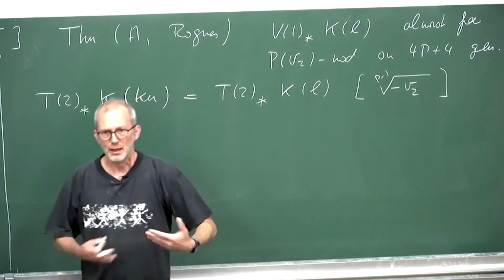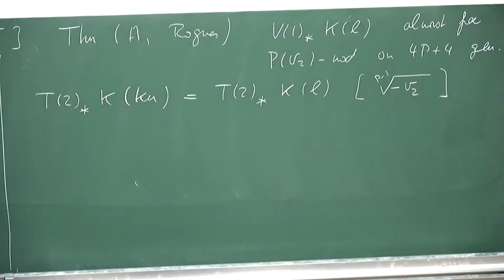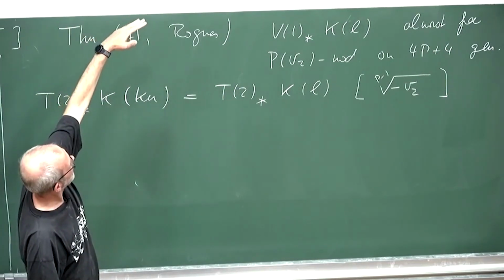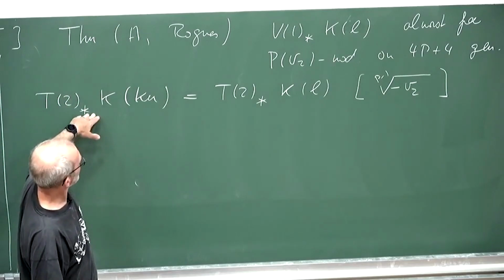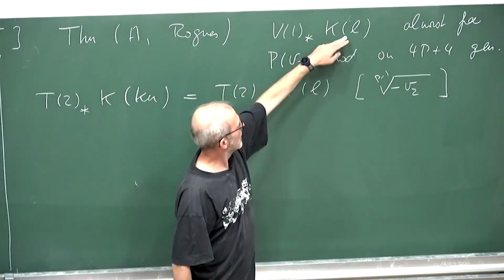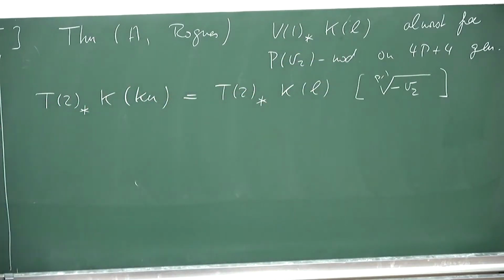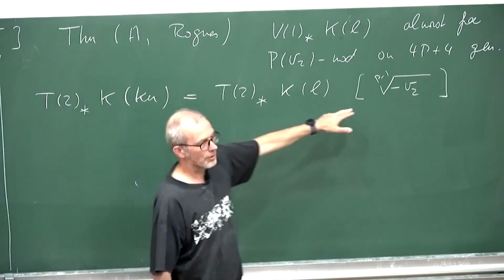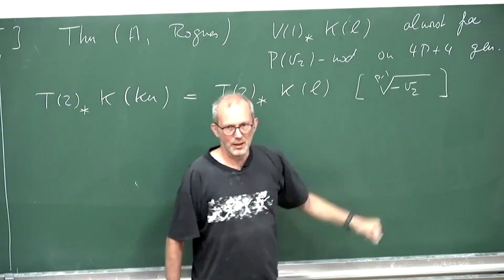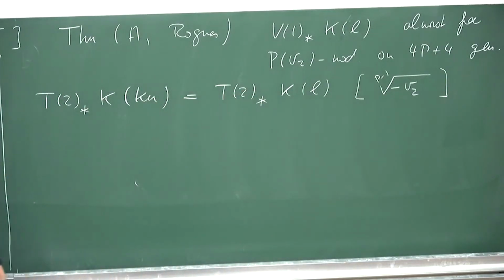So that was an example of what we call chromatic redshift. Not only is the V1 periodicity of KU transformed to a V2 periodicity of K of KU, but also the root adjunction of V1 is promoted to a root adjunction of V2 in some sense. And here you can also ask, can we make a spectrum level description of this kind of formula?